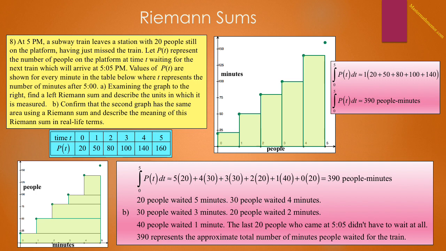So now the interpretation. There were 20 people on the platform when the last train left, and each of them waited 5 minutes. There were 30 people who waited 4 minutes, 30 people who waited 3 minutes, 20 people who waited 2 minutes, 40 people who waited 1 minute, and the last 20 people who came at 5:05 didn't have to wait at all. So 390 people minutes represents the approximate total number of minutes people waited for the train. That is what a people minute is.